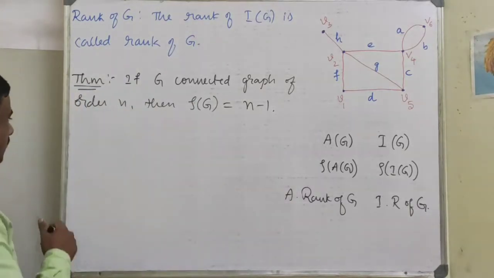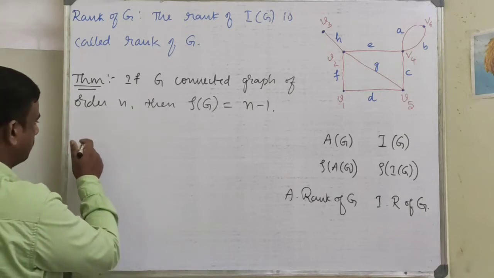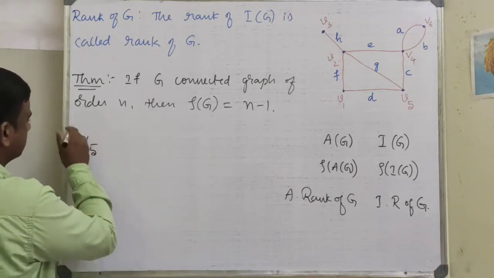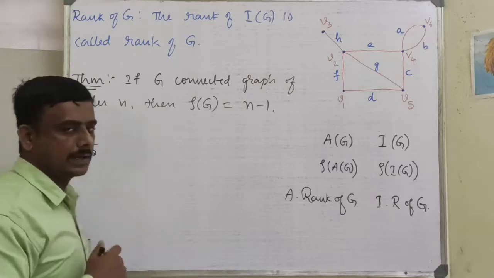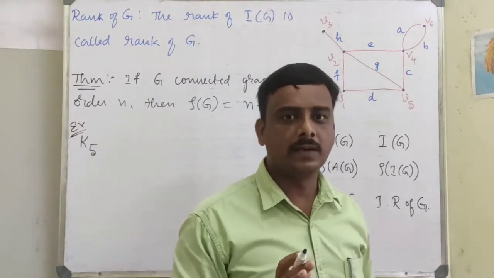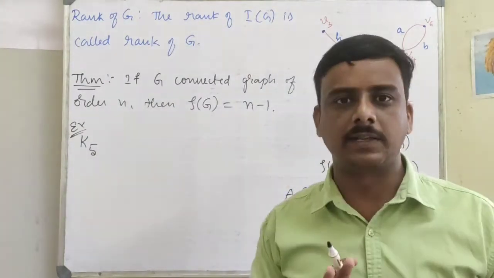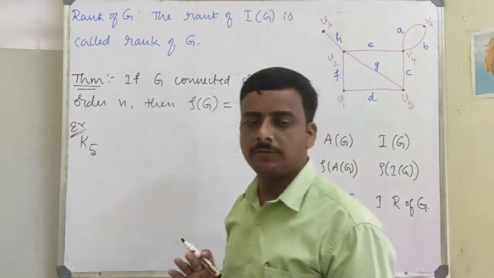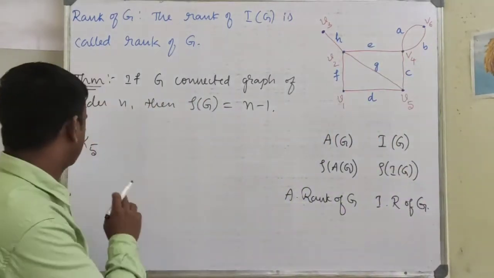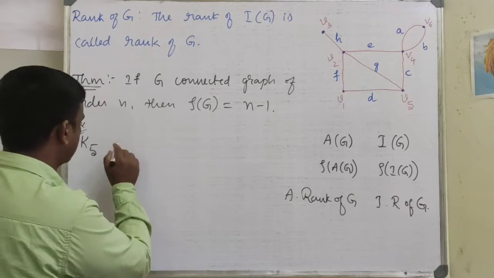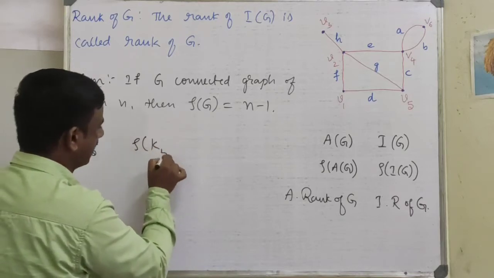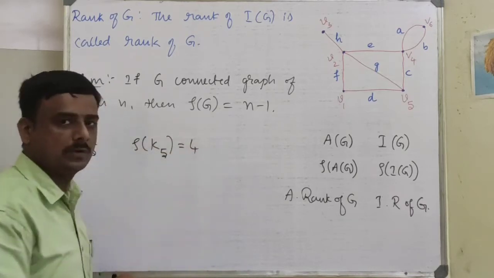For example, if you are asked to find the rank of K5, what is the rank of this graph? So K5 is a connected graph. We know it is a connected graph. So the rank of this graph will be 5 minus 1. What is 5? 5 is the number of vertices, the order. So rank of K5 we can directly write, that is 5 minus 1, 4.